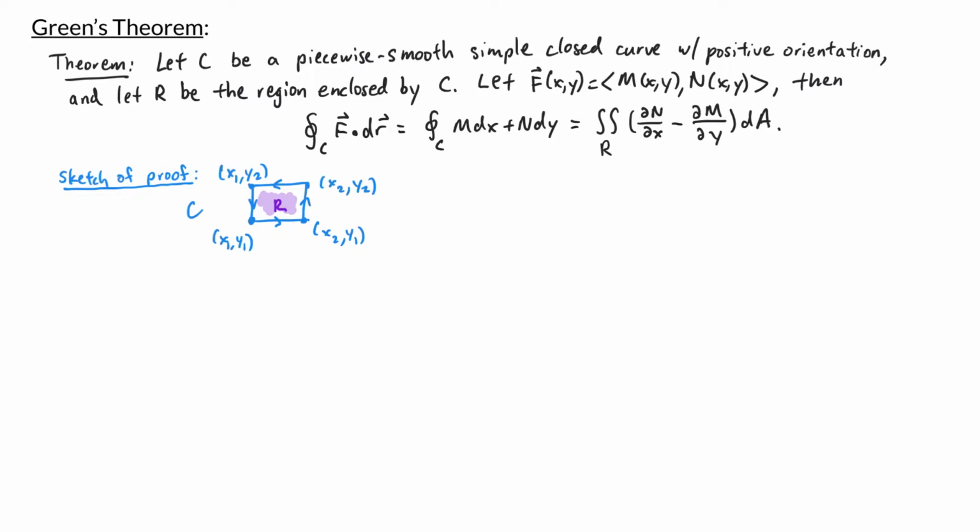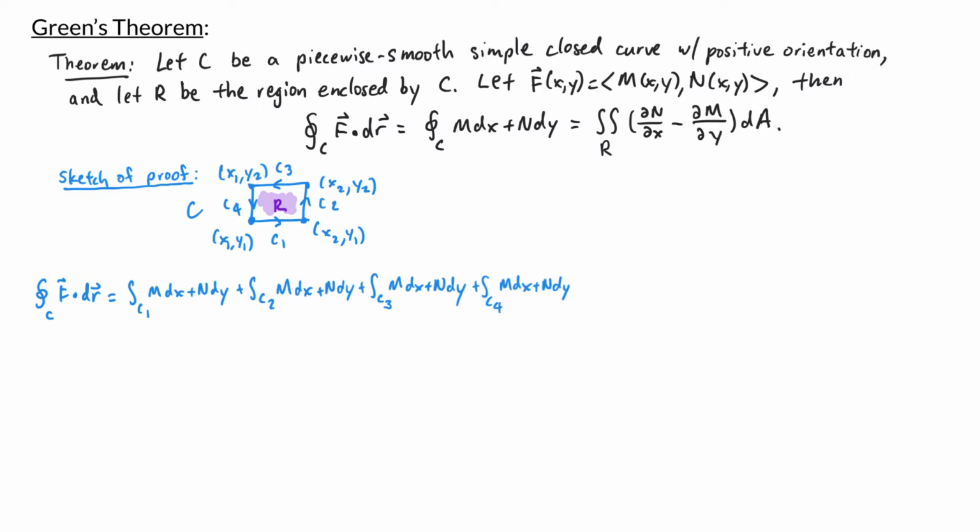Now our curve C has four pieces, which I'll label as C1, C2, C3, and C4. So if I want to calculate the line integral over the curve C of F dot dr, I can do this by breaking it apart into the four pieces. For now, I'm going to concentrate on two particular pieces, the integral over C1 and the integral over C3. To evaluate these line integrals, I would need a parameterization.